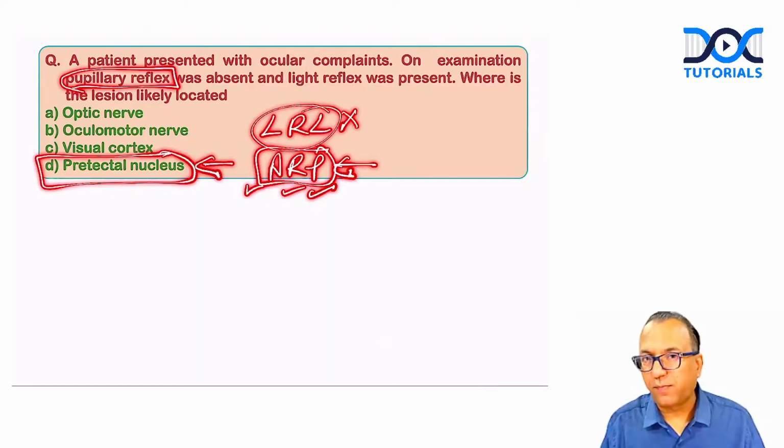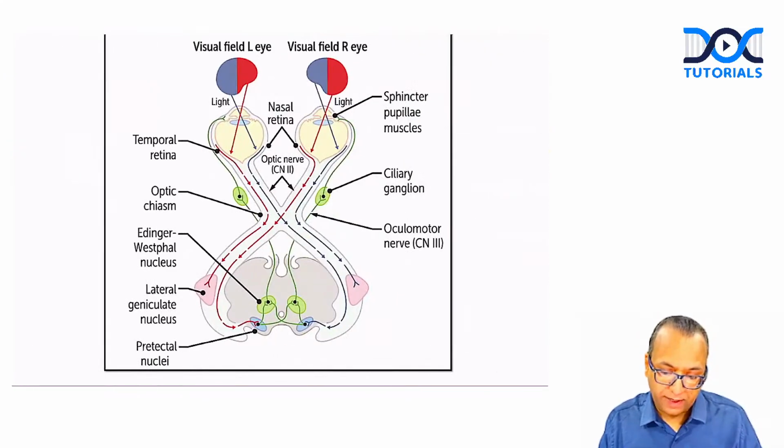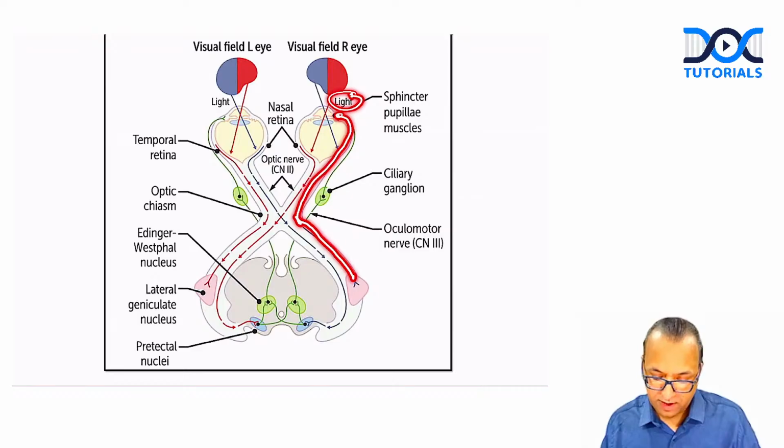Now, what is the role of pretectal nucleus here? You see, when we are putting light on the eye, any of the eyes, that light will be taken towards the optic nerve, optic chiasma, lateral geniculate body, and towards the pretectal nucleus in the midbrain, which is bilaterally connecting to Edinger-Westphal nucleus.